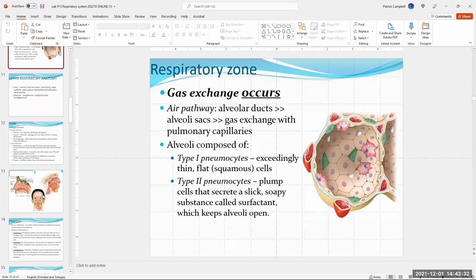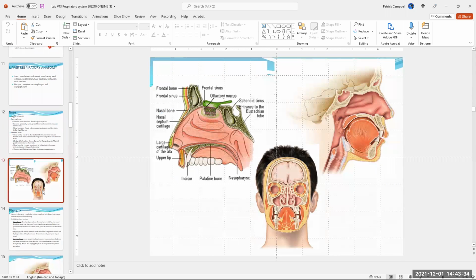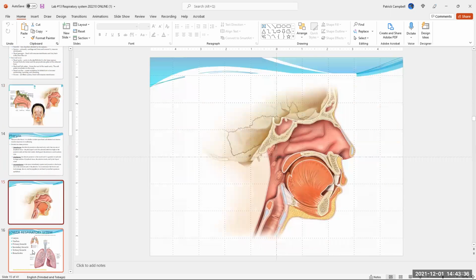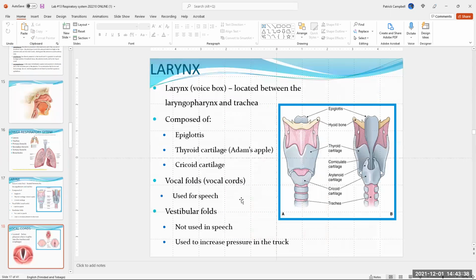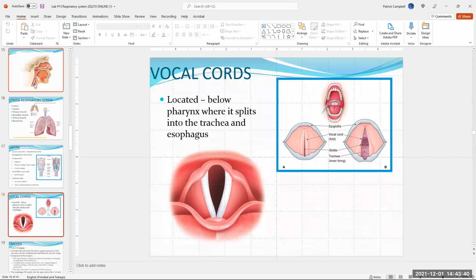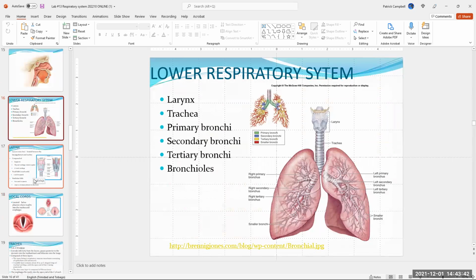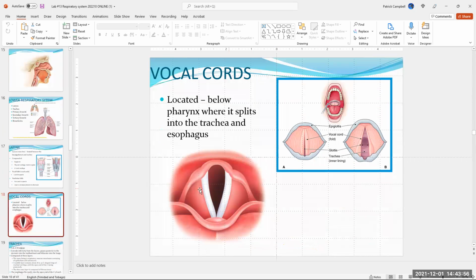There's the alveoli, yeah. Right, we mentioned that, so that's the main one. So this, again, this is what I mentioned, the larynx, trachea, primary, secondary, tertiary, and then the bronchioles. Right? These are your vocal cords. We wouldn't be asking for you to label this, no.